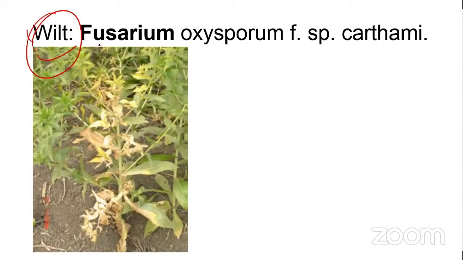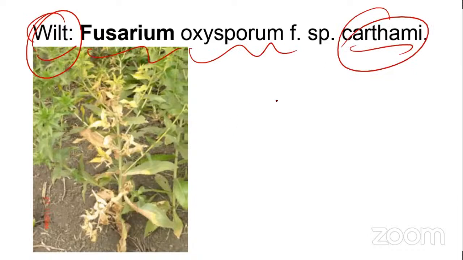Then coming to wilt, Fusarium wilt, that is Fusarium oxysporum forma specialis carthami, right? Here most of the diseases of safflower have the species name carthami. So you can have a rough guess, if it is a rust, it must be Puccinia carthami or not, like that. Most of the time it is generalized that it is a species of carthami.